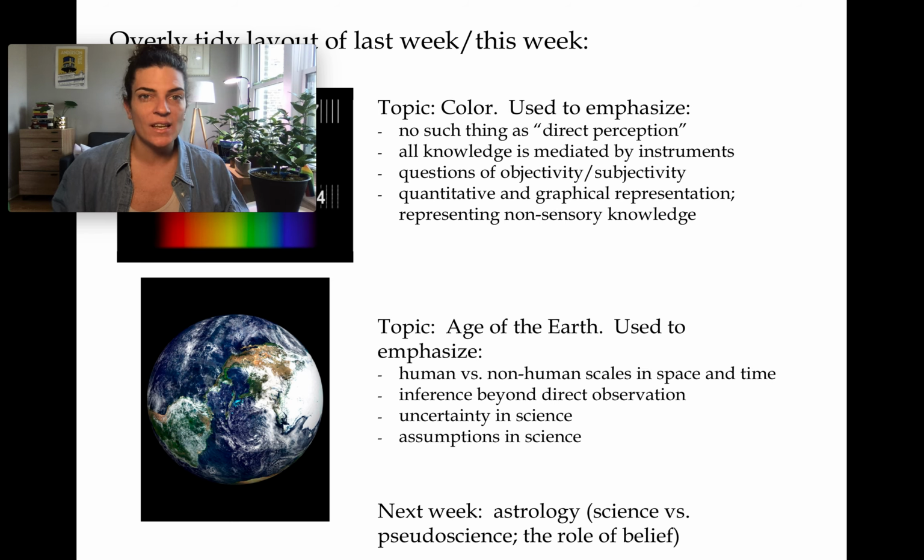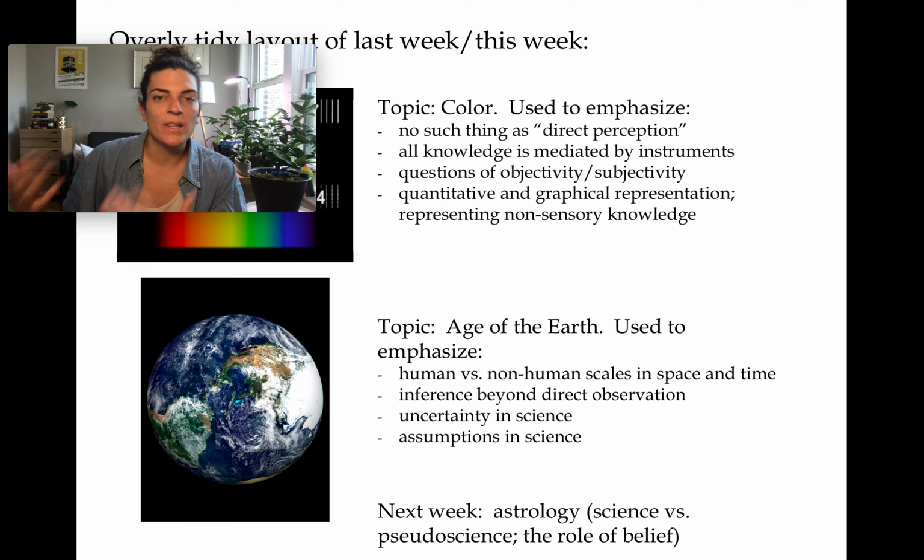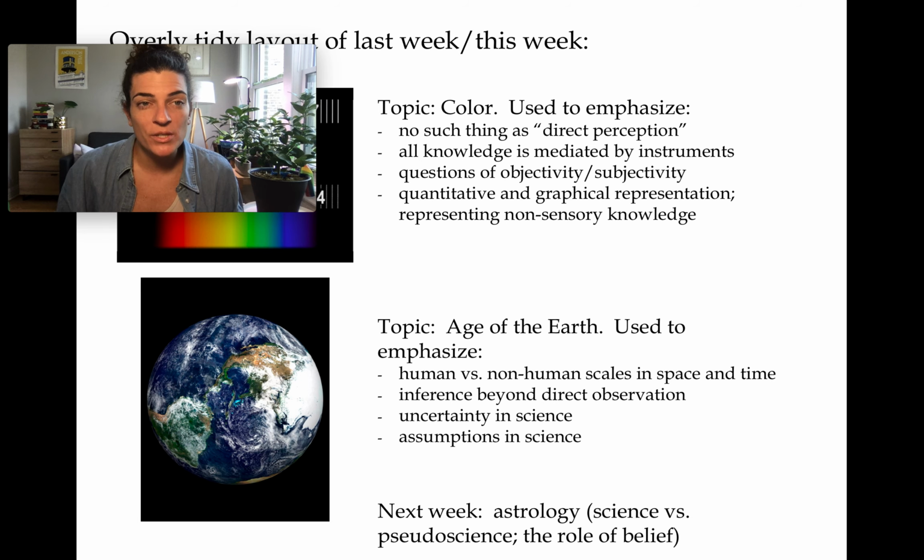We observe things. And we used color as a proxy to emphasize that there's no such thing as direct perception, right? We see things with our eyes, but we never quite see exactly what it is. So all knowledge is mediated by instruments, whether those instruments are our eyeballs or our ears or a satellite. Instruments mediate information as it's coming from the source to our brains, where we then interpret it, right? This introduces questions of objectivity and subjectivity.